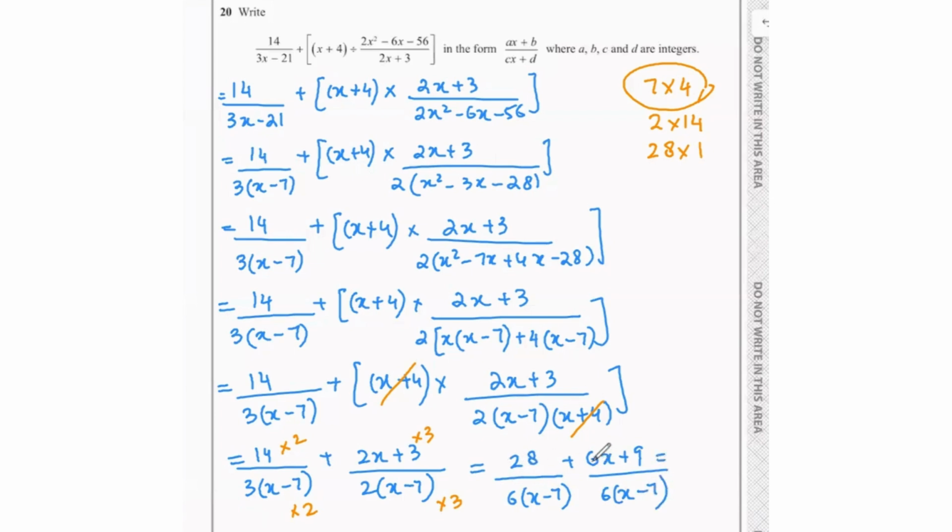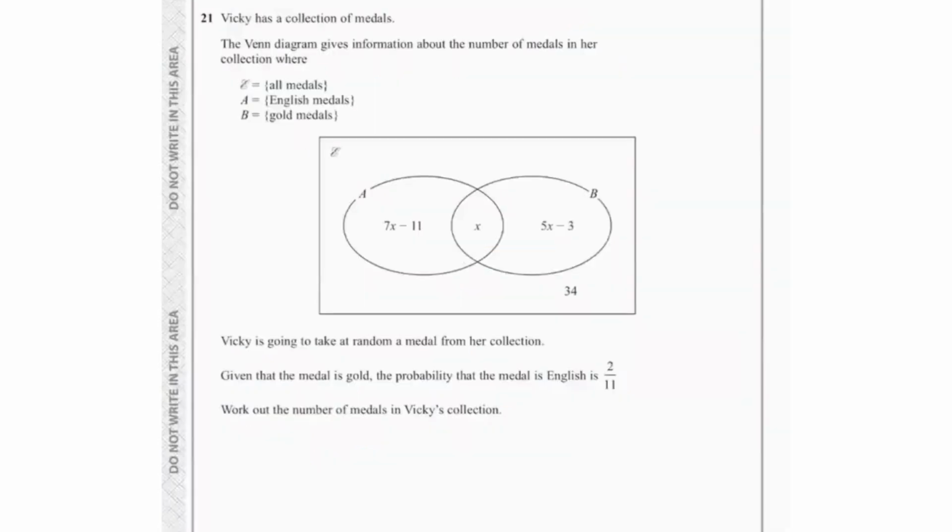So if we add the numerators, 28 plus 9 is 37 and 6x comes as it is, and the denominator will be 6 times x minus 7. And since they're saying cx plus d, so instead of writing 6x minus 7, we can say 6x minus 42. So your A value is 6, B value is 37, C value is 6 again, and D is negative 42. That is your answer.